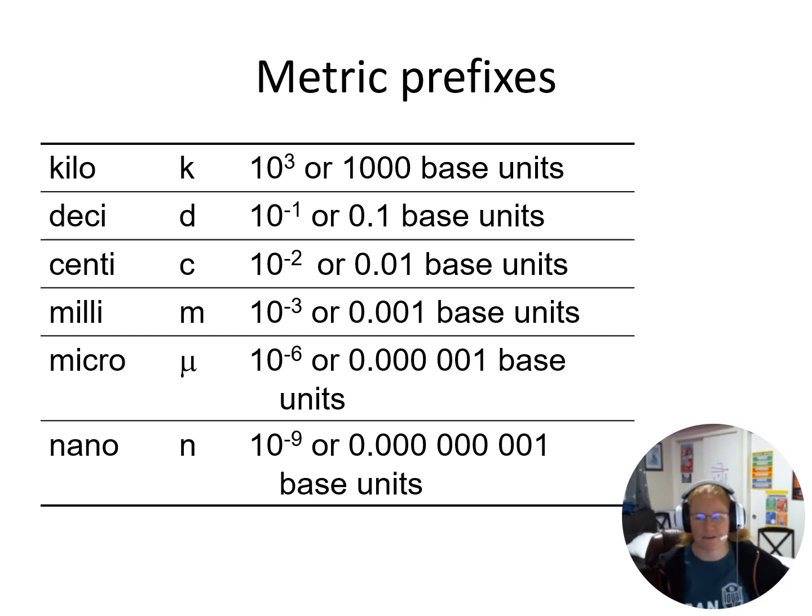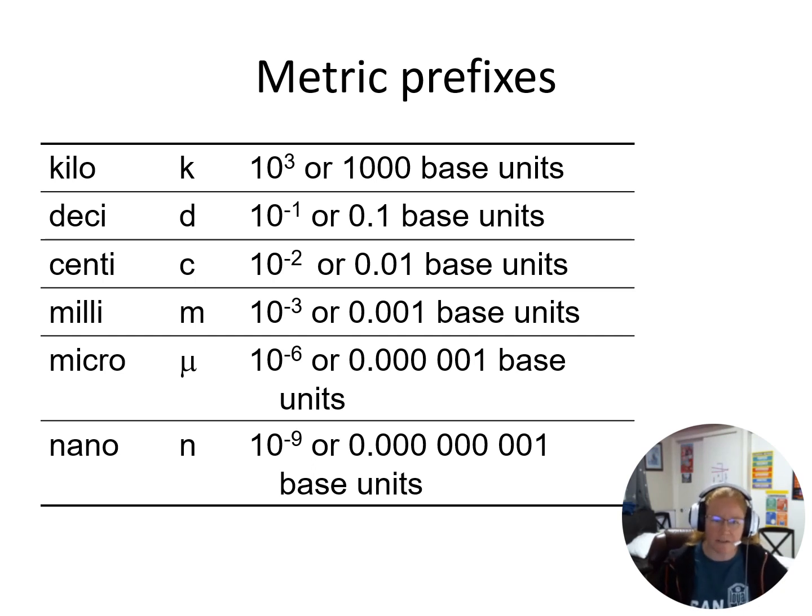Okay, so we have our metric prefixes. There's a whole bunch of them, but there's some that you will see more than others. So we have our base unit, the meter, liter, gram. So we talk about kilograms. So kilo means that we have 1,000 grams for every kilogram. So kilogram is really large. It takes a lot of grams to make up a kilogram.